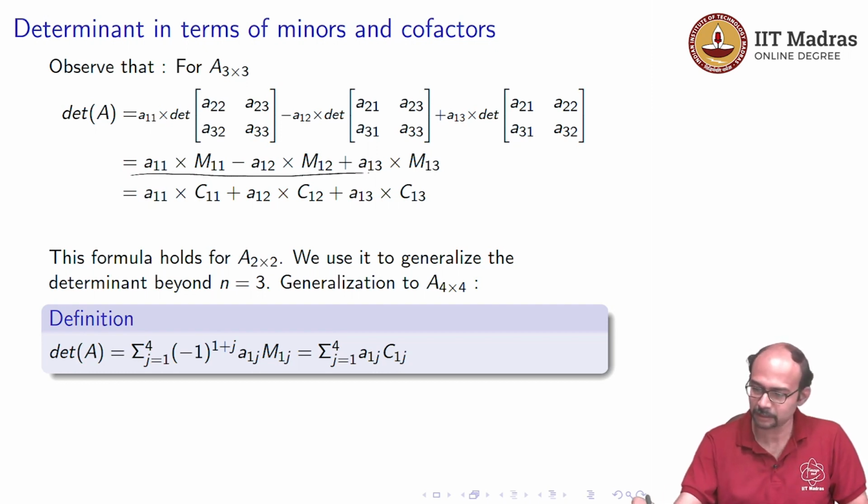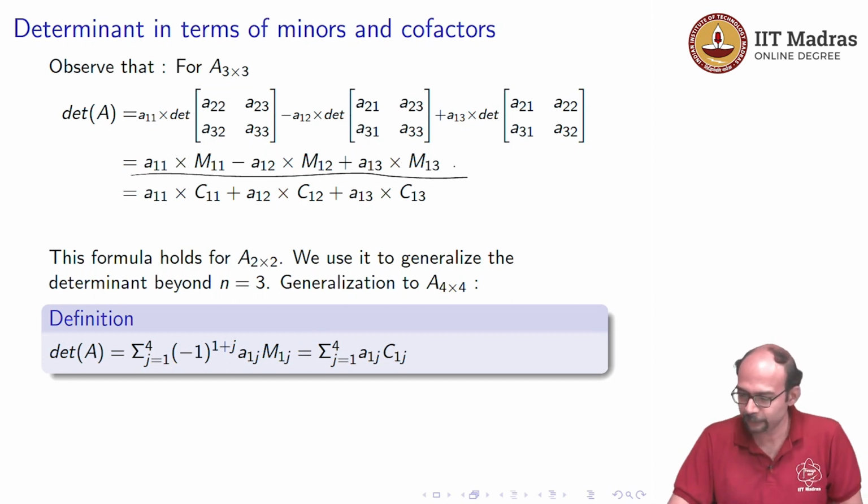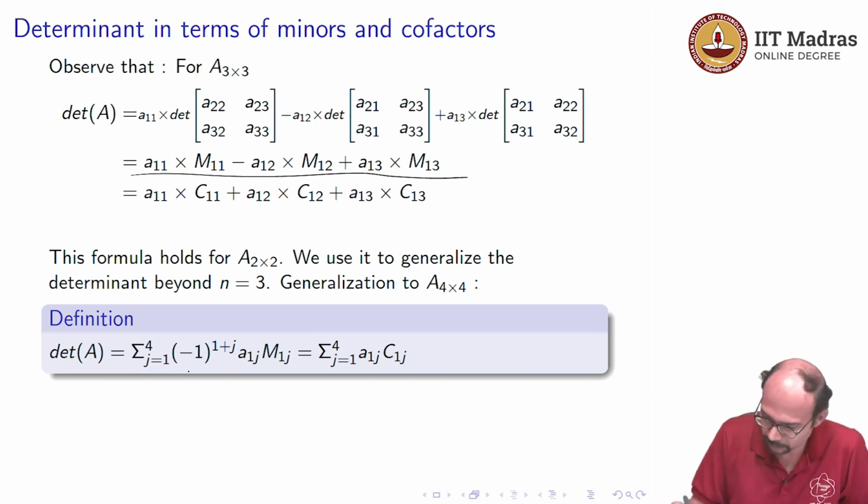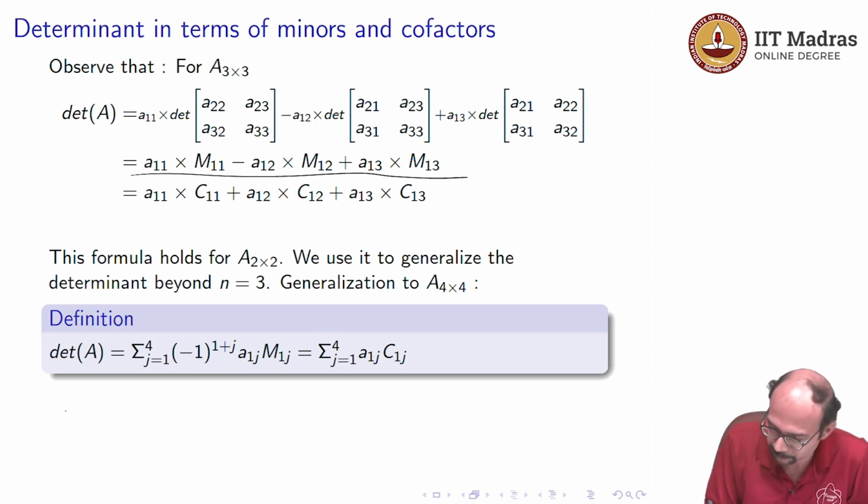This is exactly this expression here, except that this is for 3 by 3. I am writing this same expression for 4 by 4. And if you do not want to bother about the signs, then you can write it just as a sum of a1j times the corresponding cofactor for the 1jth term. Okay. So, let us maybe write this expression down explicitly.